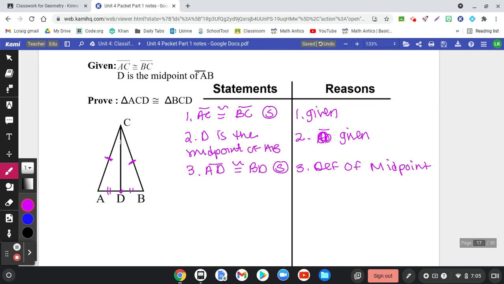But we don't have an angle. It doesn't tell us anything about this angle being bisected. It was just this segment. You cannot assume that this is perpendicular. All right. If it doesn't say it up here, you cannot assume it.